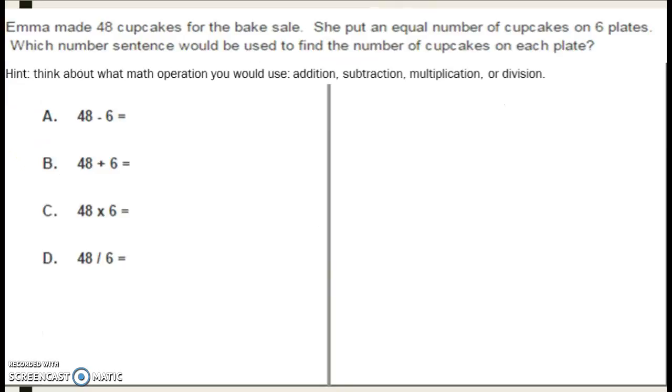Rounding is involved. Emma made 48 cupcakes for the bake sale. She put an equal number of cupcakes on 6 plates. Which number sentence would be used to find the number of cupcakes on each plate? Well, first of all, she has 48 cupcakes. She is dividing them onto 6 plates. So if we're looking for the number of cupcakes on each plate, this would be division.